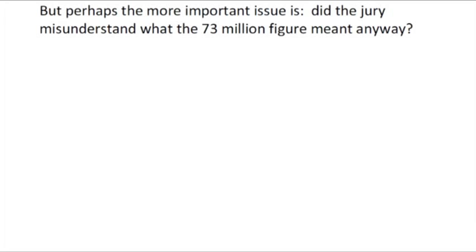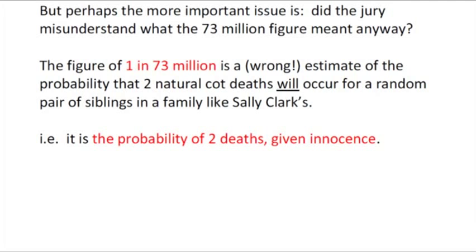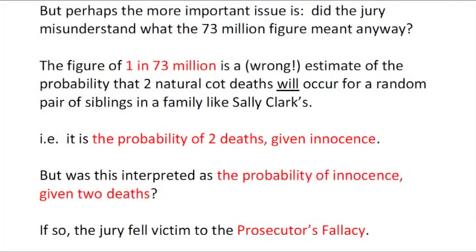But perhaps the more important issue is, did the jury misunderstand what the 73 million figure meant anyway? That figure is a wrong, as it happens, estimate of the probability that 2 natural deaths will occur for a random pair of siblings. In other words, it's the probability of 2 deaths given innocence. But did the jury interpret that as the probability of innocence given 2 deaths? Again, did they fall victim to the prosecutor's fallacy?